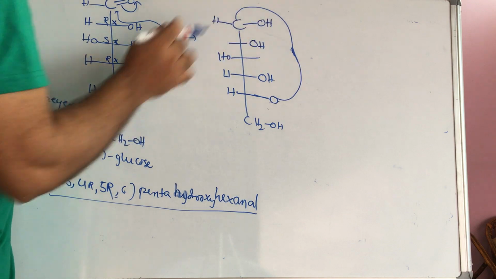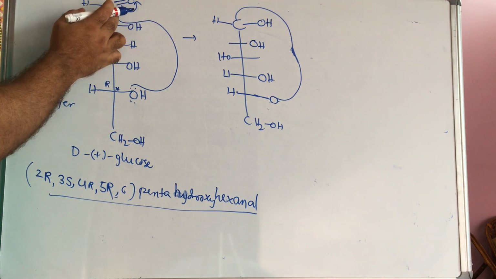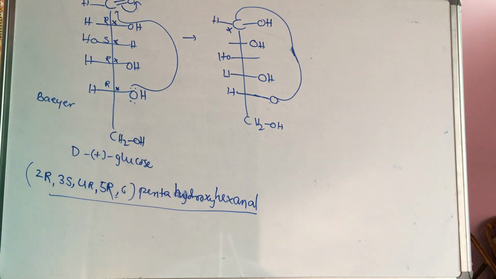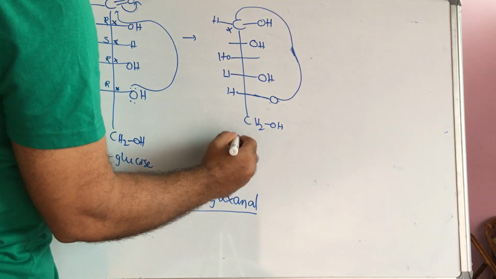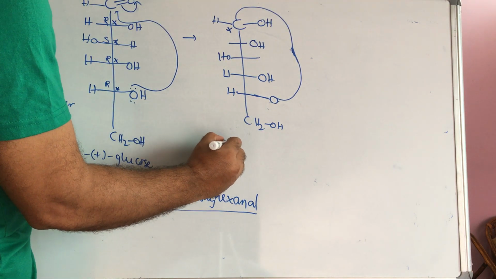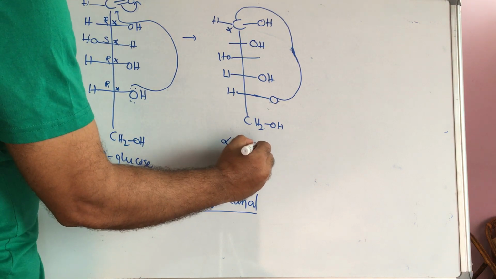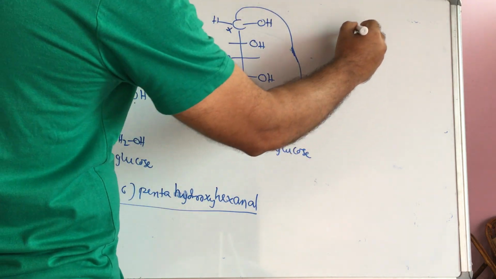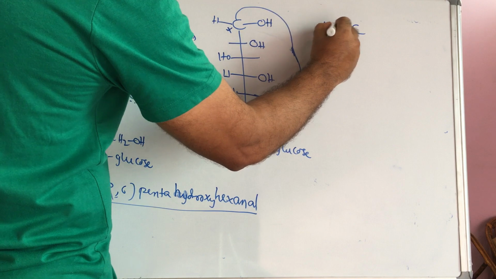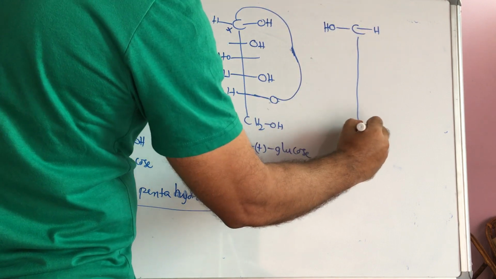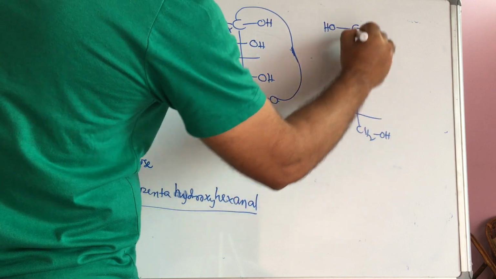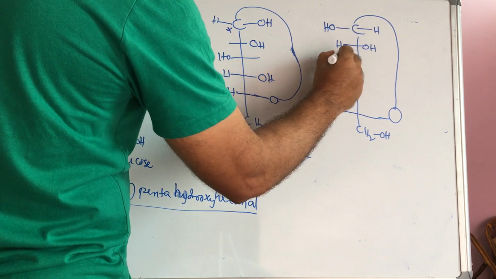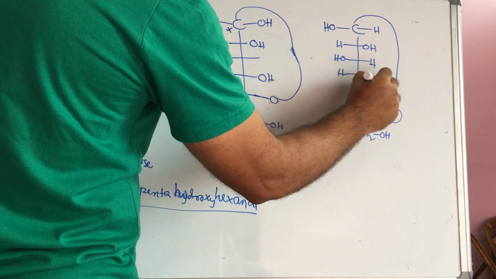So this is C1, because of this attack of O from the bottom or top, we will get two configurations of this chiral carbon. Now for the newly generated chiral carbon, if the OH is on the right side at this first carbon, then it is called alpha-D-(+)-glucose. Next one, if the OH is on the left side, then it is OH, H, CH2OH, and the remaining part is the same: OH, H, OH, H, H, OH.